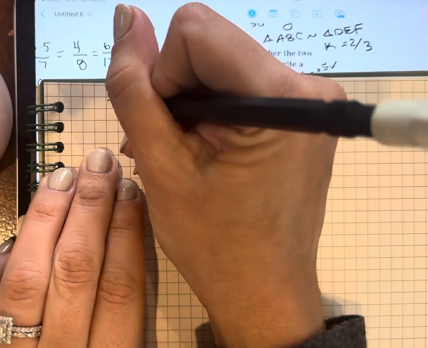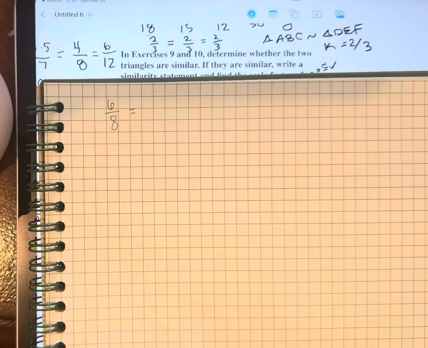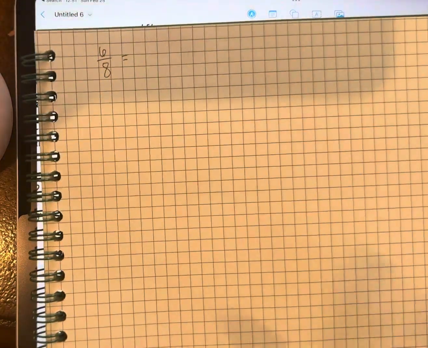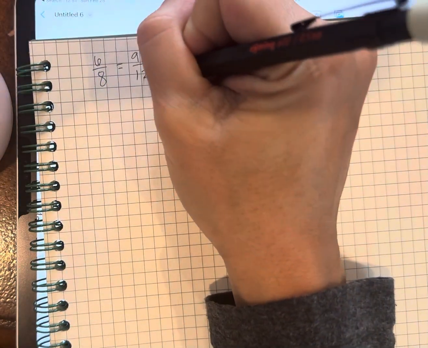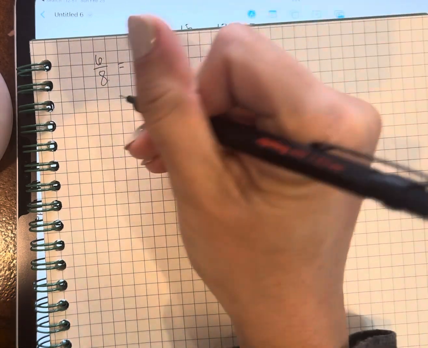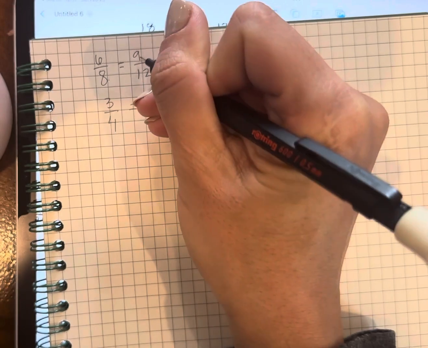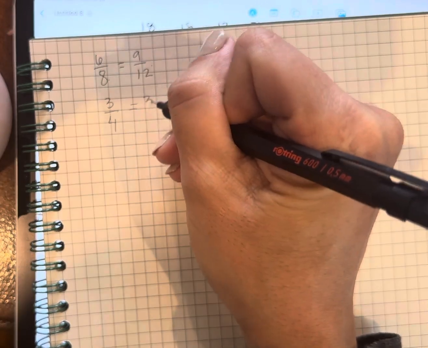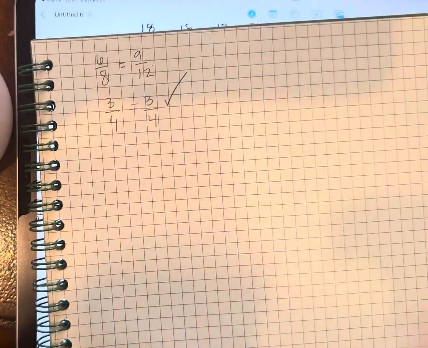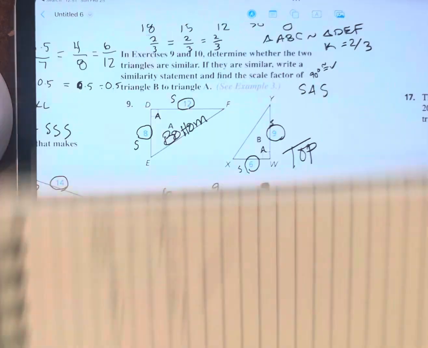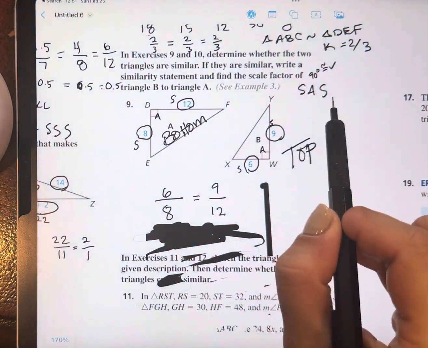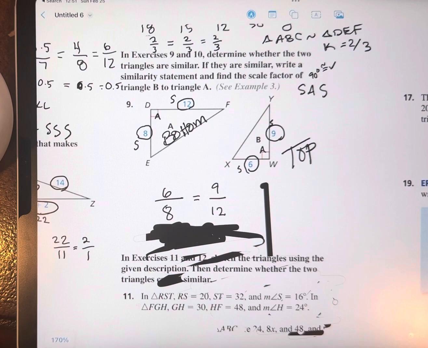It's fine. So what we did was we took 6 over 8 and we had 9 over 12. And so I'll divide top and bottom by 2. I'll get 3 over 4. And over here, divide top and bottom by 3. I'll get 3 over 4. And check. So my ratios are the same. SAS, I do have that.